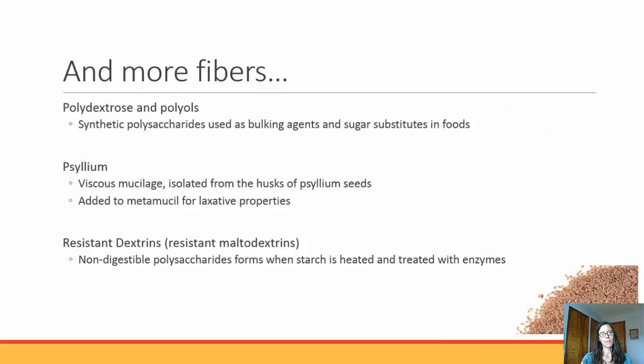And we also have our polydextrose and polyols, which are often bulking agents or sugar substitutes. We have psyllium. If you've heard of psyllium seed, that's often used as a functional fiber because of its laxative properties. It's a bulking agent, and it decreases transit time through the intestines, so it can help with constipation. And then we have our resistant dextrins, which occur with food processing. So you can see we have tons of different kinds of fibers.